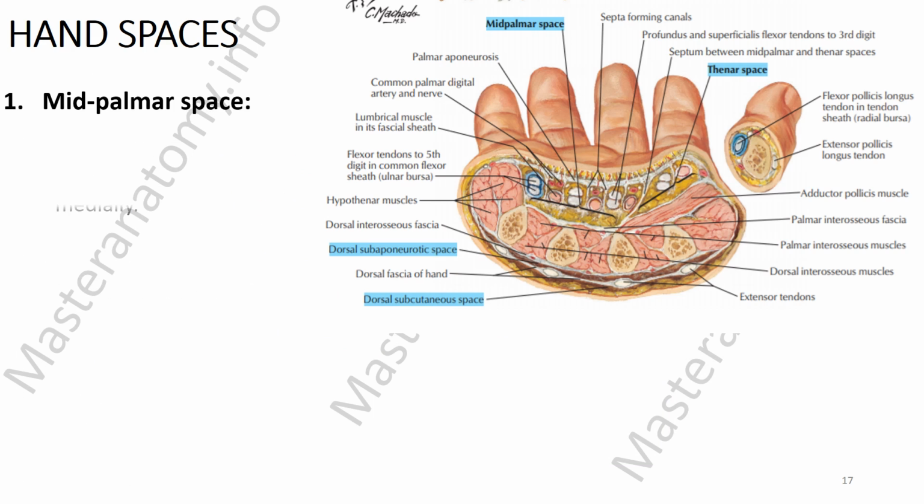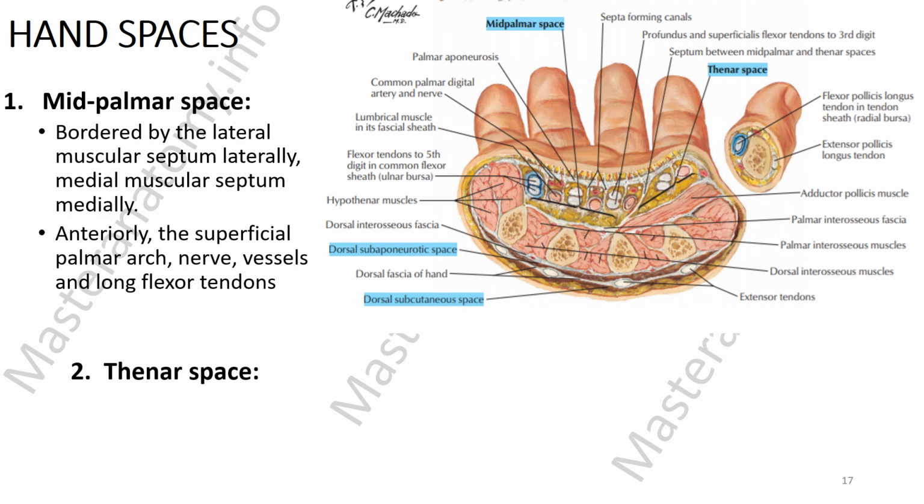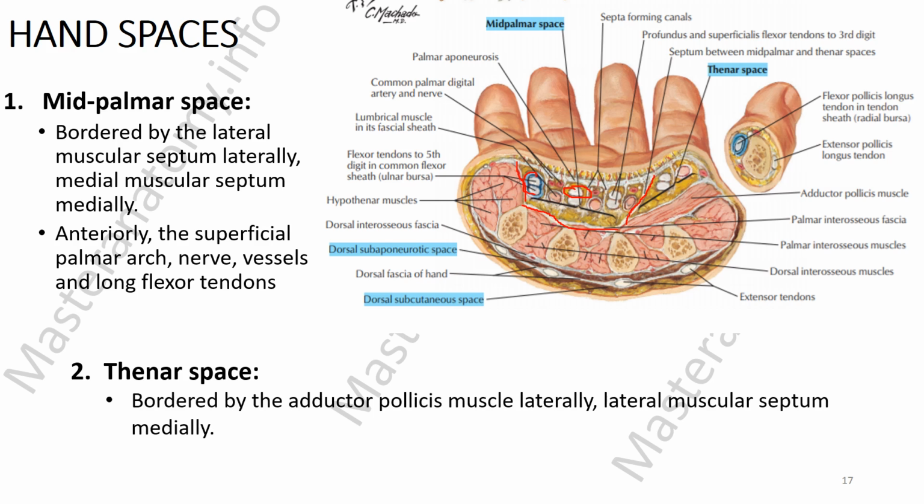The first is the mid-palmar space or the central space. It is bordered laterally by the lateral muscular septum, medially by the medial muscular septum, anteriorly by the 9 flexor tendons, the median nerve, and the superficial palmar artery, the superficial palmar arch, then posteriorly by the palmar interossei fascia. Then the thenar space is bordered medially by the lateral muscular septum and laterally by the fascia of the adductor pollicis muscle.